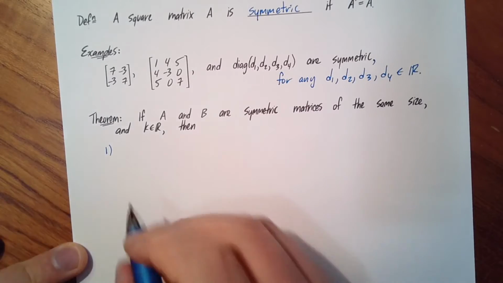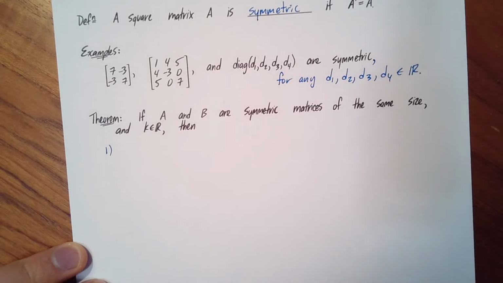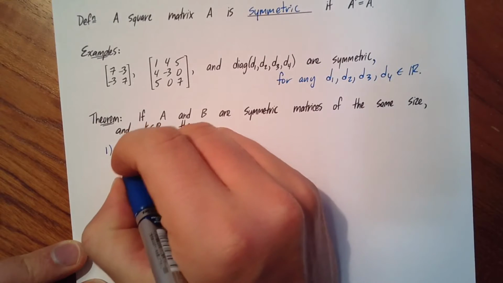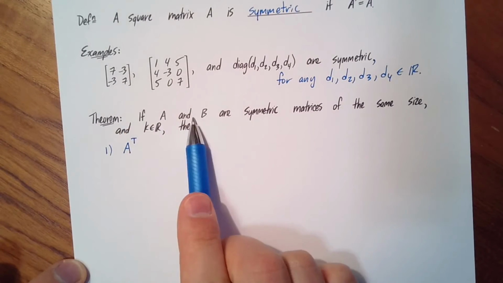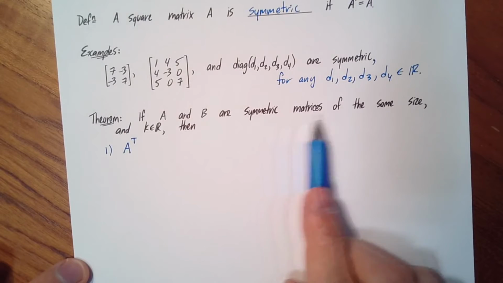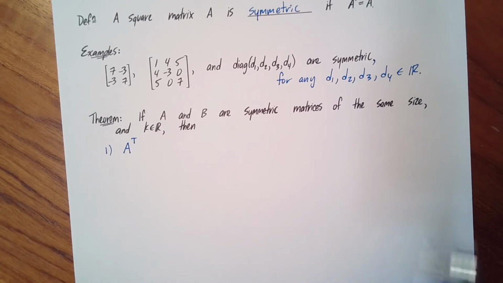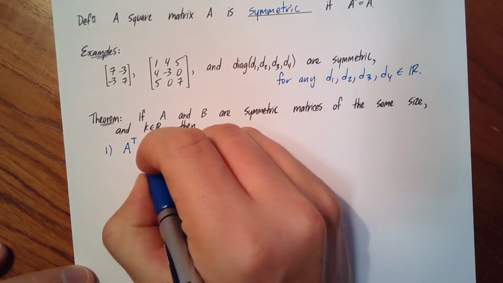And the first one, you almost would think that it's not even worth writing down. Once you think about it the right way, it almost seems silly to even say it, but nonetheless, we're going to say it. If you know in advance that A and B are symmetric matrices, in particular, A is symmetric, well, then it turns out that A transpose is also symmetric.